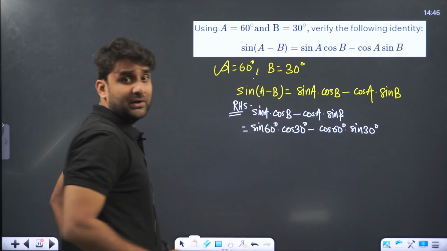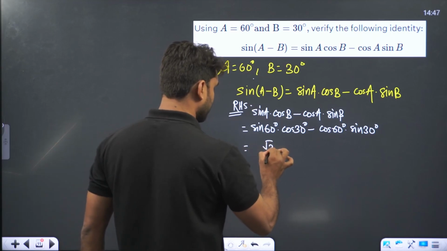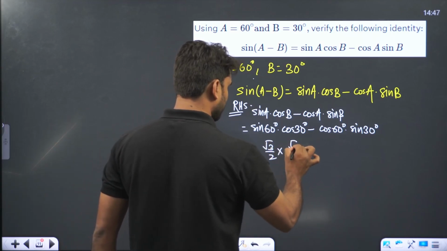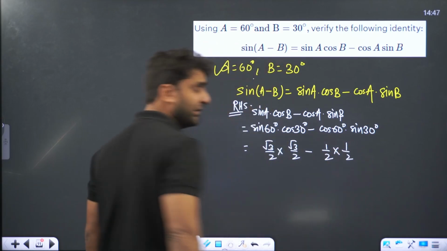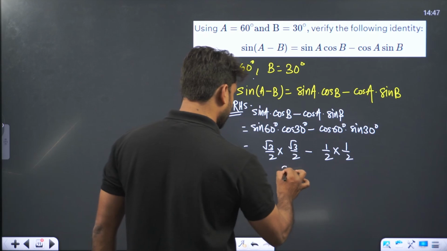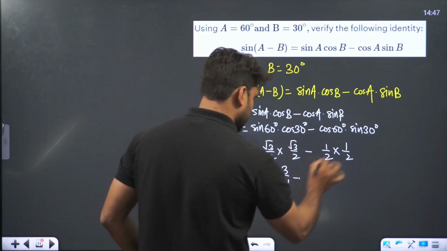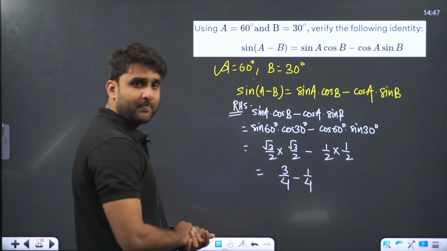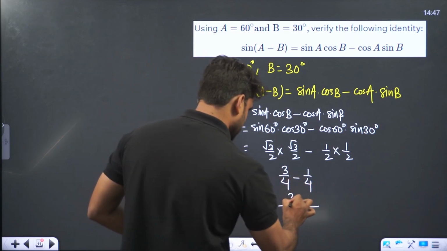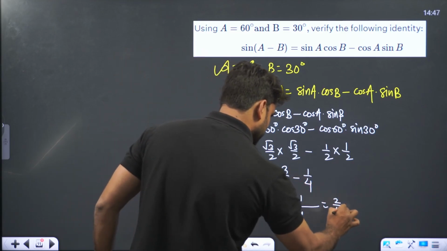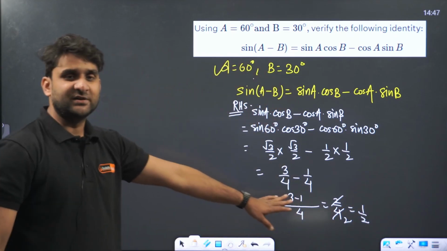Clear everyone? Now we have values for all these trigonometric angles. So sine 60 is equal to root 3 by 2. Cos 30 is equal to root 3 by 2. Minus cos 60 is equal to 1 by 2 and sine 30 is equal to 1 by 2. So root 3 by 2 times root 3 by 2 will be 3 by 4, root 3 into root 3 is 3 and 2 into 2 is 4. Minus 1 by 2 times 1 by 2 will be 1 by 4. Now can we take LCM here? So on taking LCM, 4 will come and this is 3 minus 1. So 3 minus 1 is 2, 2 by 4, 2 will cancel. So the result is 1 by 2. This is the result of RHS.